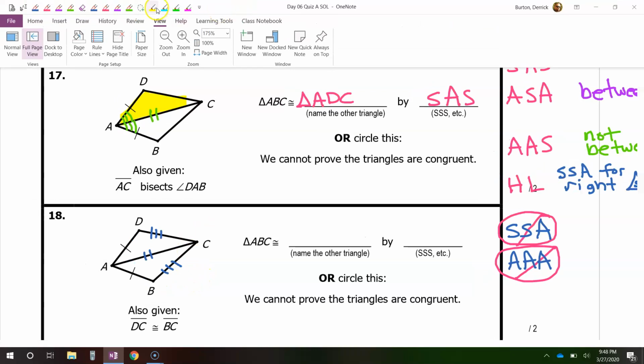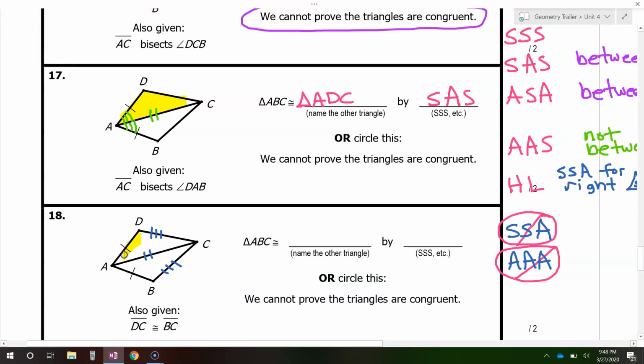Focus on one triangle at a time. All right, look at this triangle, for example. What do we have marked? 3 sides. Well, there's only one possibility. Side, side, side.